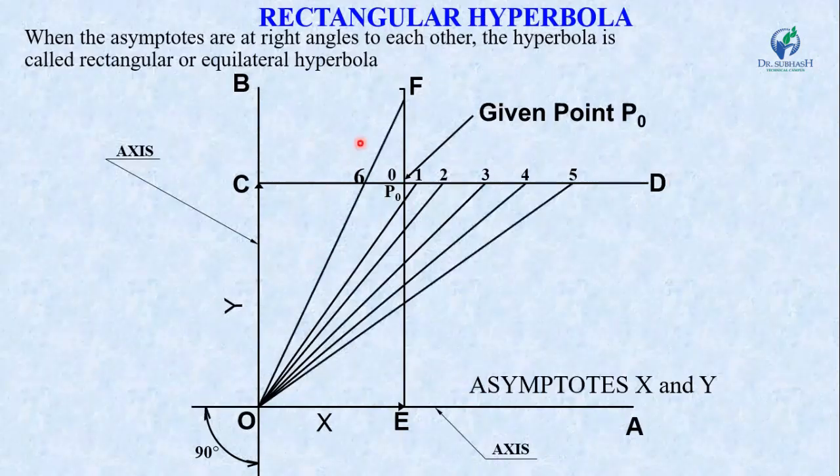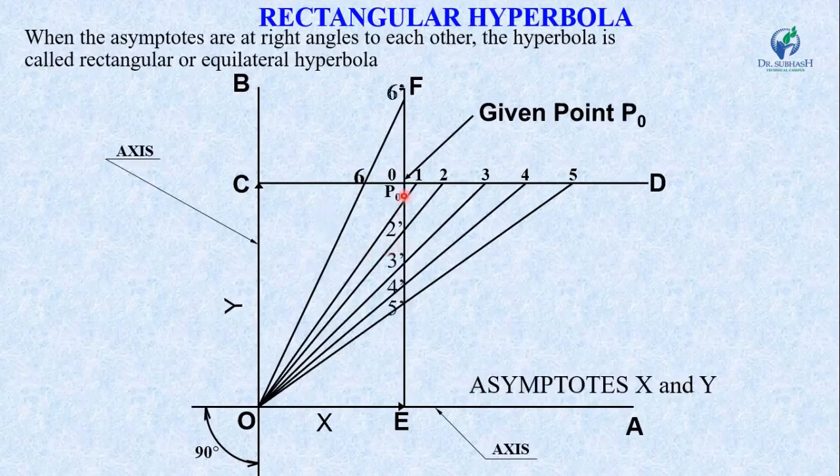And similarly, here the intersection points with this axis EF are 1 dash, 2 dash, 3 dash, 4 dash, 5 dash, and here is 6 dash. Now from point 1 dash draw a horizontal line, and from point 1 draw a vertical line, and this intersection point is point P1.